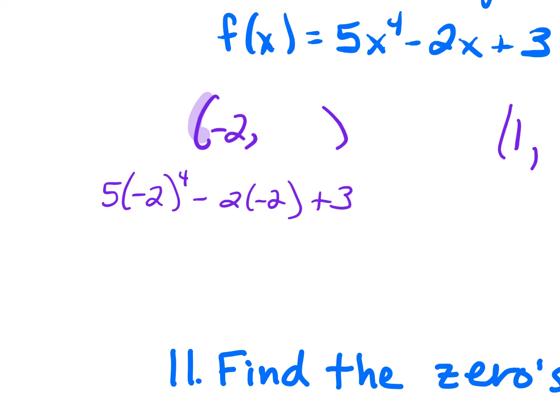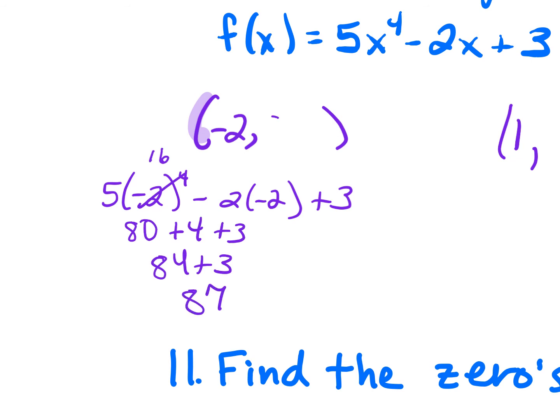What is -2 to the 4th power? 16, and 16 times 5 is 80. -2 times -2 is +4 plus 3. So I have 84 plus 3 gives me 87. So when I plug in -2, I get out 87. Does everybody agree with that?